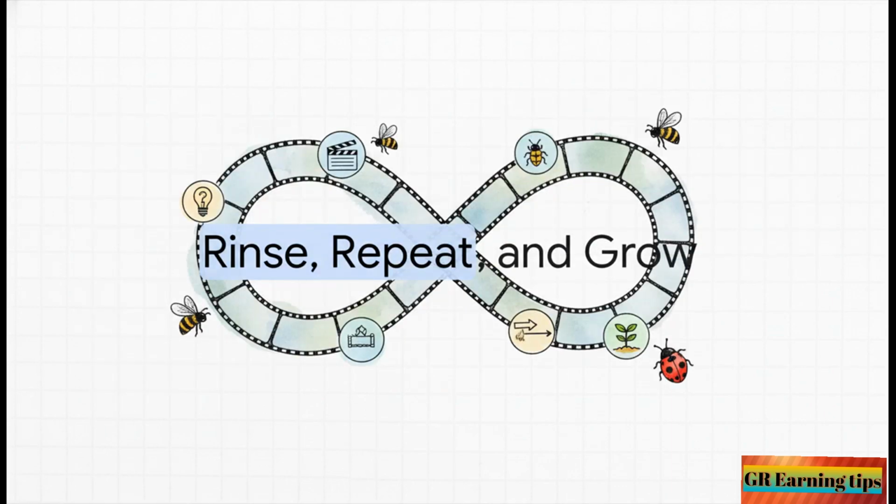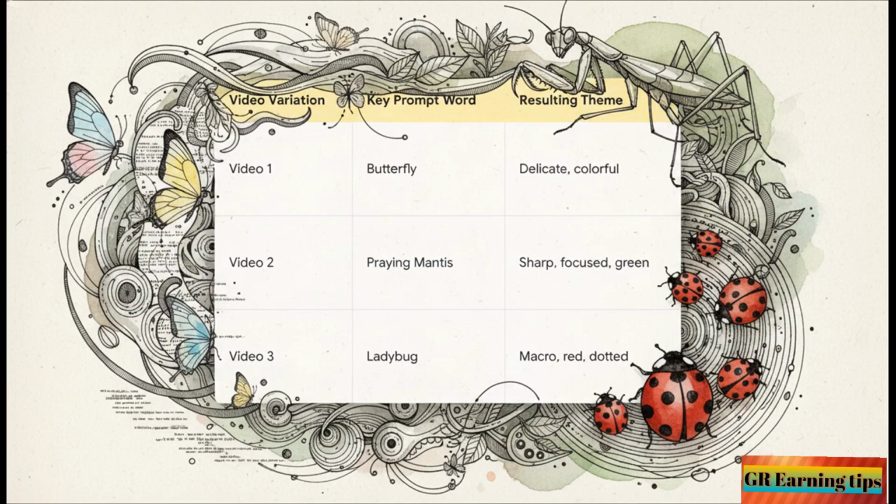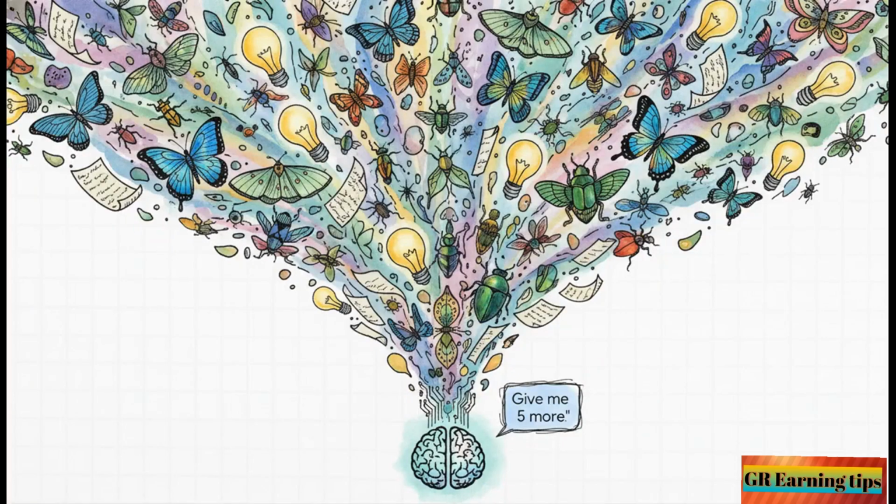Okay, now you've got the method down. Scaling this whole operation is actually really simple. Remember all those different ideas ChatGPT gave us? Each one can be its own totally unique video. And hey, if you ever run out, just ask ChatGPT for more. It's literally an endless idea machine.